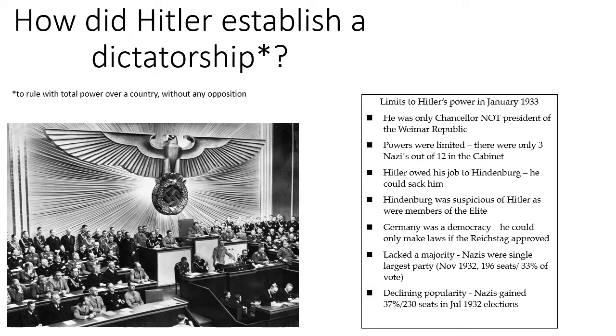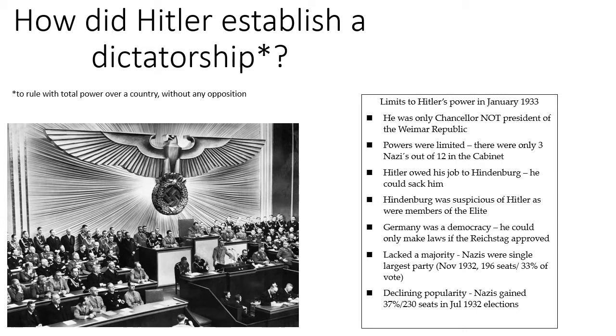But just to remind you, when Hitler became Chancellor in January 1933, there were lots of limits on his power. He was only Chancellor, not President of the Weimar Republic. His powers were limited. There were only 3 Nazis out of 12 in the cabinet. The rest of the senior politicians were from other parties. Hitler owed his job to Hindenburg. He could sack him, so Hindenburg was the president, technically above Hitler. And Hindenburg was suspicious of Hitler, as were members of the German elite. They didn't like him, they despised him, many of them.